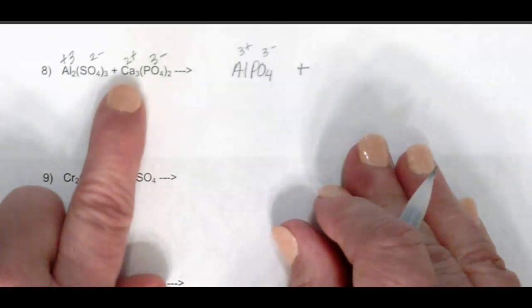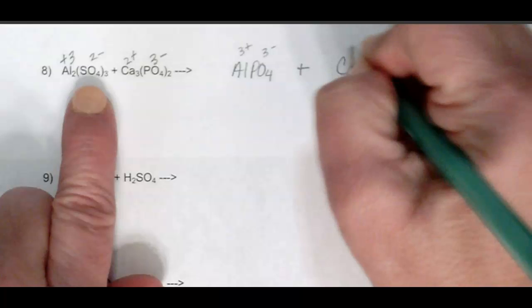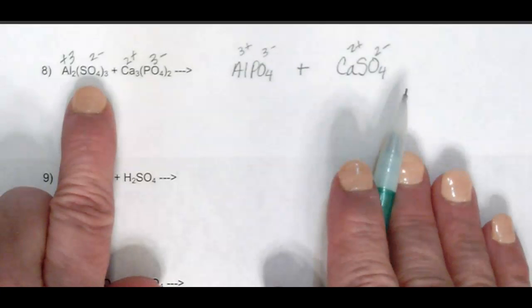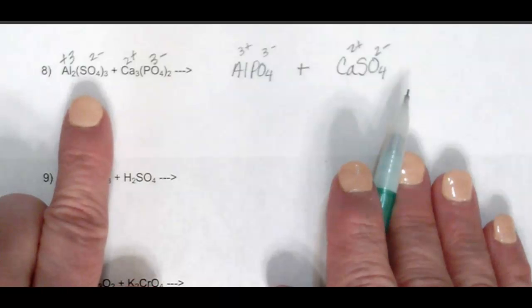Plus, now again, I start with my positive calcium and my sulfate. So calcium was a 2+. My sulfate is a 2-. Again, when I look at it, I have a 2+ and a 2-, which is already zeroed out. So I am done with that.